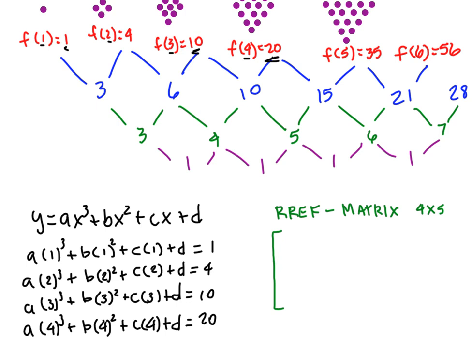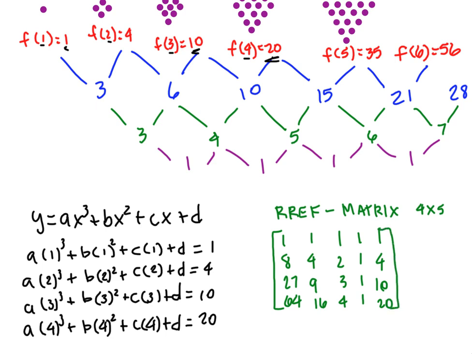And you're just going to put in the coefficients. So I'm going to have 1, 8, 27, and 64. Those are 1 cubed, 2 cubed, 3 cubed, 4 cubed. Then I'm going to square the 1, square the 2, square the 3, square the 4. And then I'm going to have my 1, 2, 3, 4. And then the coefficient on that D, how many D's are there? Just 1. And then finally my y coordinates, 1, 4, 10, and 20.